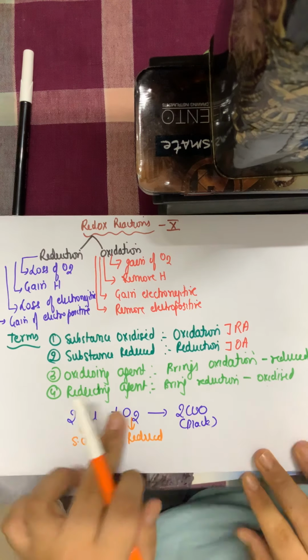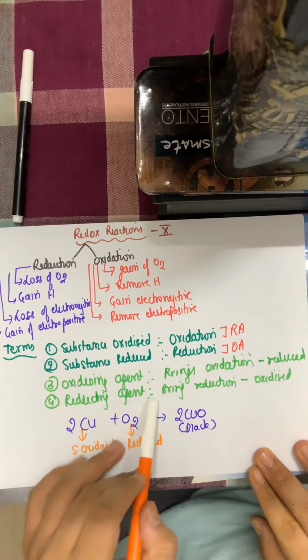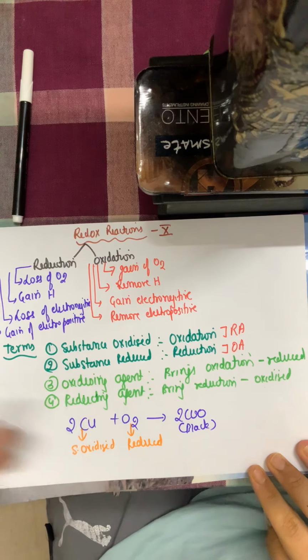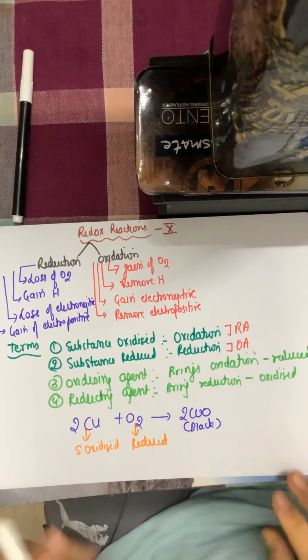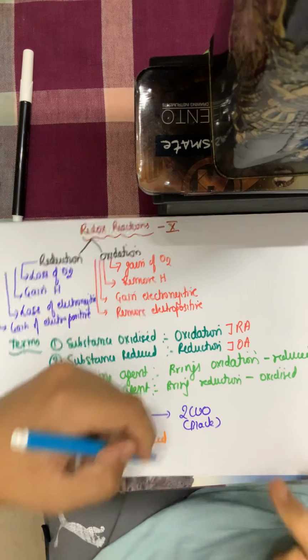So this oxygen alone, oxygen is not there. Where is it? It's gone. It has given its oxygen to copper. So itself it has lost oxygen. The alone oxygen has lost it to give it to copper. So it has got reduced. Substance oxidized is the reducing agent. Substance reduced is the oxidizing agent.